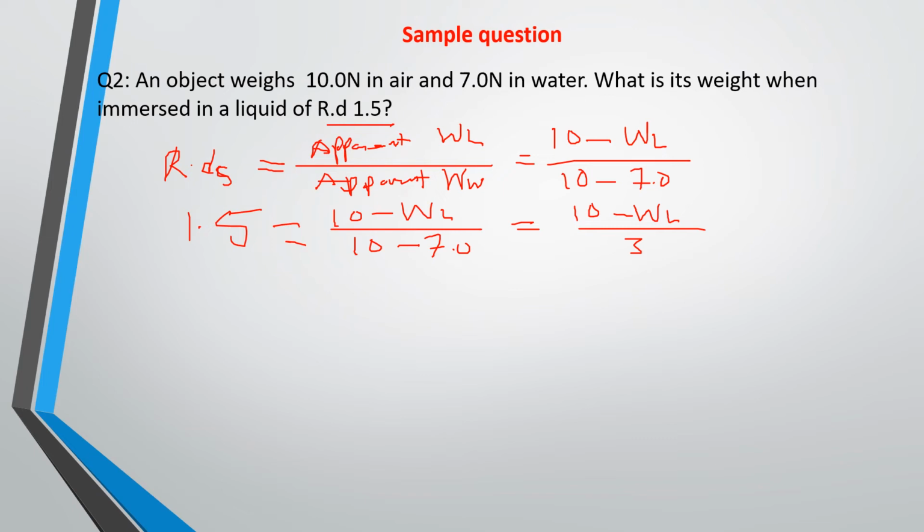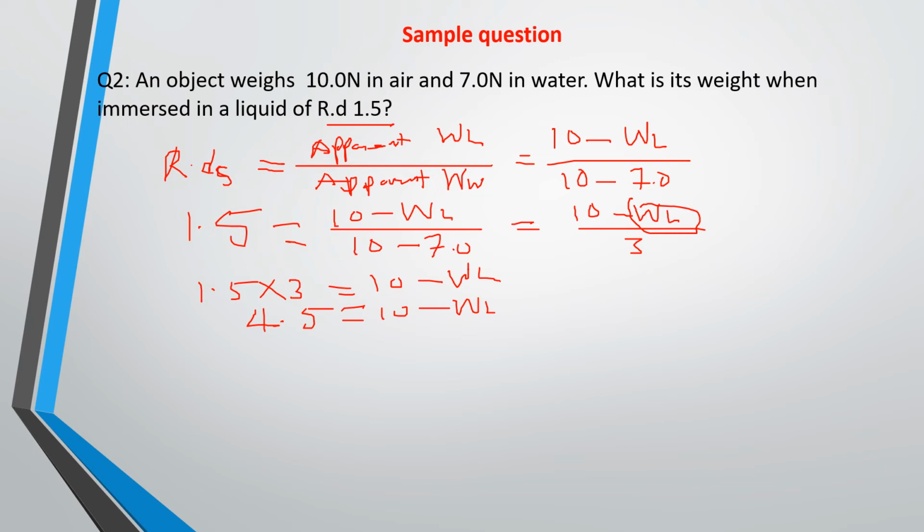So what we are looking for is this weight in liquid. That's what we are looking for. Okay, so you can do your cross multiplication so that you have 1.5 multiplied by 3 is equal to 10 minus weight in liquid. Okay, so this gives us 4.5 equals 10 minus weight in liquid.